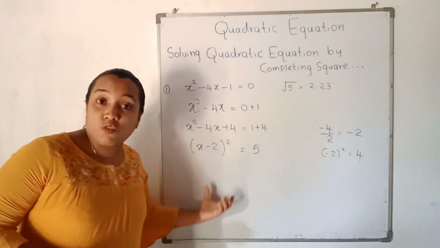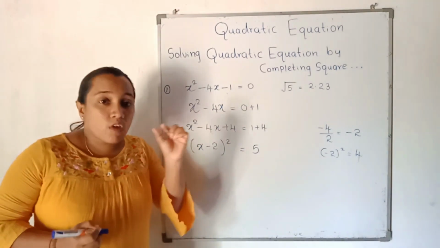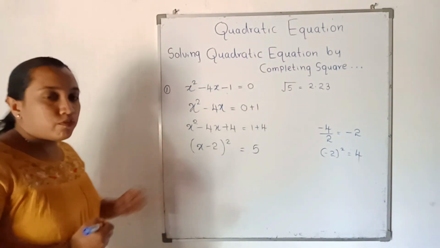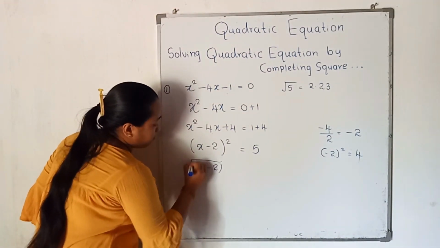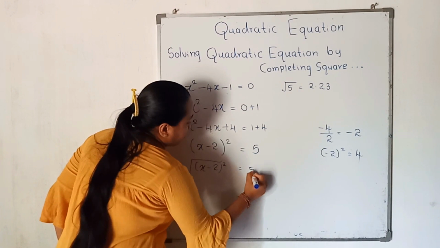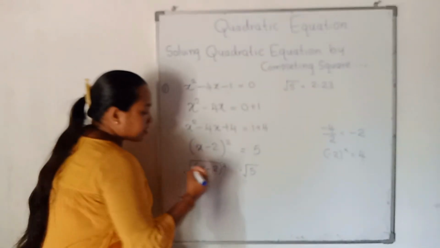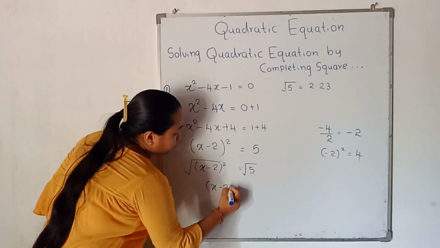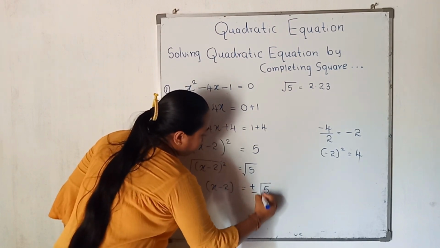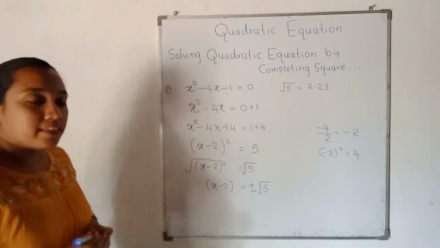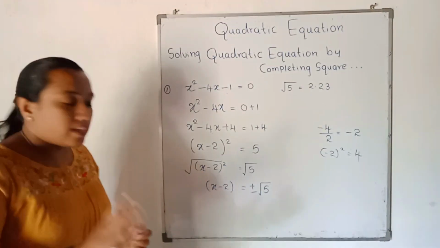x contains a square. To remove the square, we take the square root of both sides. After taking the square root of both sides, the square and the square root cancel. x minus 2 equals plus or minus root 5. Plus or minus, there are two values for a square root. There are two values. Think about it.